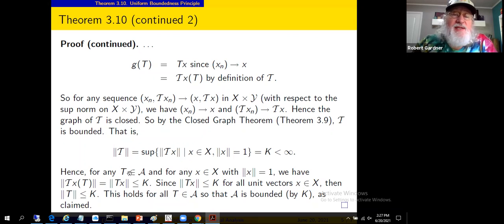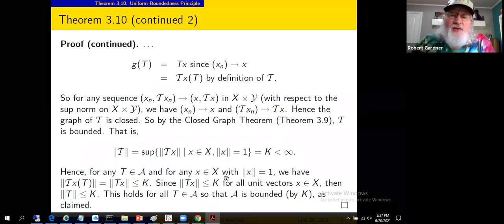So if we take any bounded linear transformation, capital T, an element of calligraphy A, and we take any vector x, a unit vector with norm 1, we have calligraphy T of x applied to capital T. That is, by the definition of calligraphy T, capital T of x in norm is bounded by K, if we put a unit vector in. So this thing is bounded by K. This T is an arbitrary element of set A.